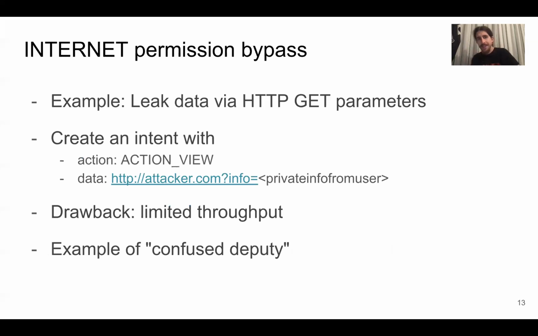And about this internet permission bypass, a little bit more notes. Again, this is how technically you can send data out. Again, it is not super stealthy. The other drawback is that there is limited throughput in the sense that there is a specific length limit to the get request parameters. So it's not that you can leak megabytes and megabytes of data like this. Maybe you can send many, but it's not super stealthy. But the reason I want to discuss this is that this is an example of confused deputy.